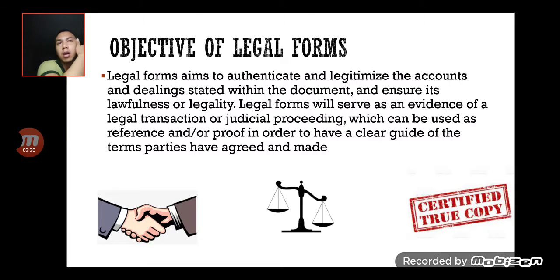Kasi kapag walang legal forms, when a particular important dealing or happening was made between parties, it may be invalidated or it may invalidate the dealings kapag walang legal forms, or kapag nagka-problema sa terms and agreement, it is hard to be recognized and dealt by the law kapag maglikramo, kasi it does not have, or it was not written in legal forms. So verbal agreement lang, hindi na dinaan sa legal forms.